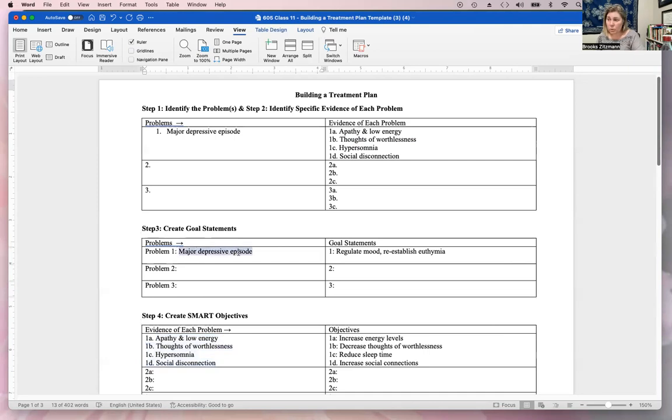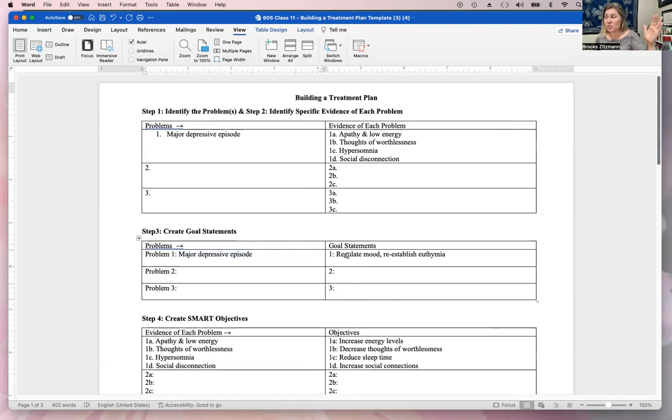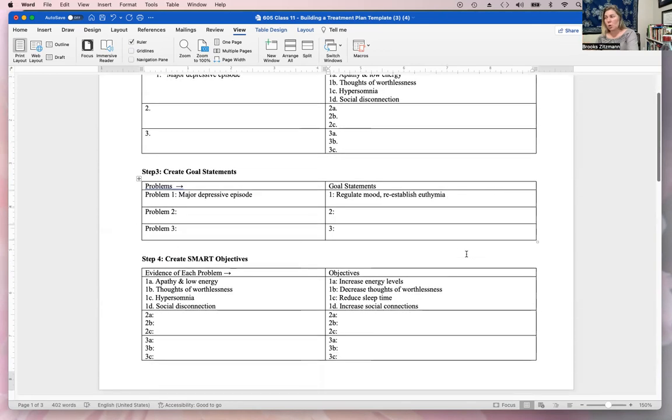Okay, so the goal statement is a very large, broad kind of global thing, just like major depression is the big issue here. So the goal statement would be we want to get them out of major depression, right? We want to treat this depressive episode. So to flip that into a positive term, instead of get rid of depression, we would say regulate mood, reestablish euthymia. So you're taking the problem and you're just flipping it into a positive statement. Okay, this is where we're going. This is the goal.